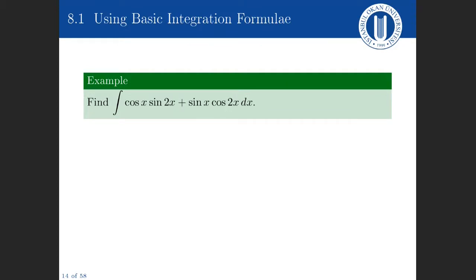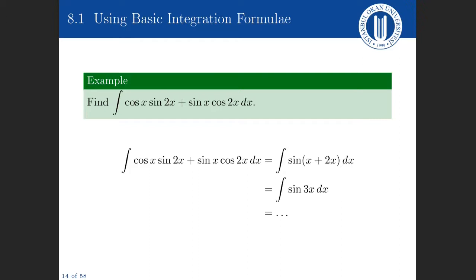Find the integral of cos x sine 2x plus sine x cos 2x dx. This is straightforward because the integrand is the same as sine of (x plus 2x), or sine of 3x. And we know how to do this. Let's move on.